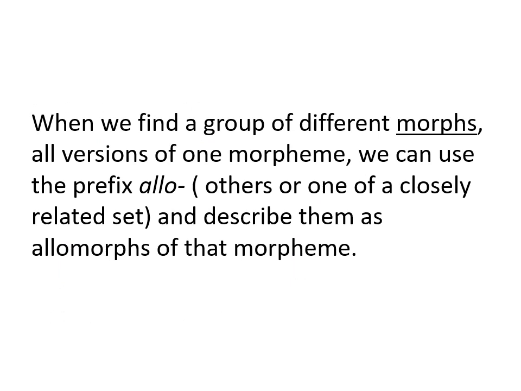When we find a group of different morphs, all versions of one morpheme, as we have discussed in our previous slides, we can use the prefix allo. Allo means other or one of a closely related set. So it describes them as allomorphs of that particular morpheme.